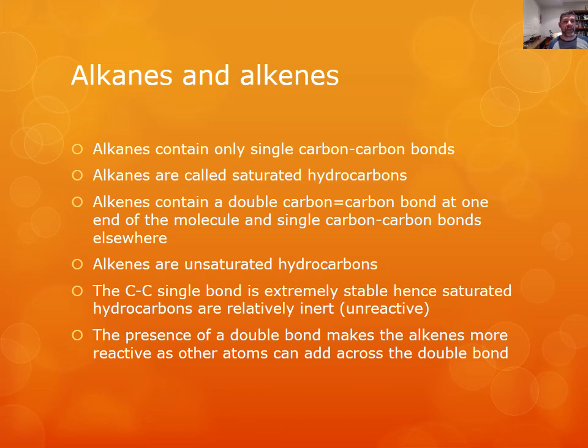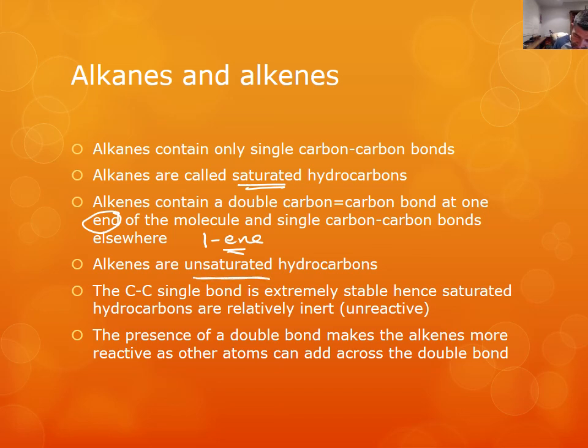So a quick wrap up then. Alkanes contain only single carbon-carbon bonds. Alkanes are called saturated hydrocarbons because of this. Alkenes contain a double carbon-carbon bond at one end of the molecule and single carbon-carbon bonds elsewhere. Now most of what we're going to be looking at are end carbons, so they're going to be 1-ene. But in the example I gave you before, they're not all necessarily the case. So at least you've now seen some examples of where they're not.